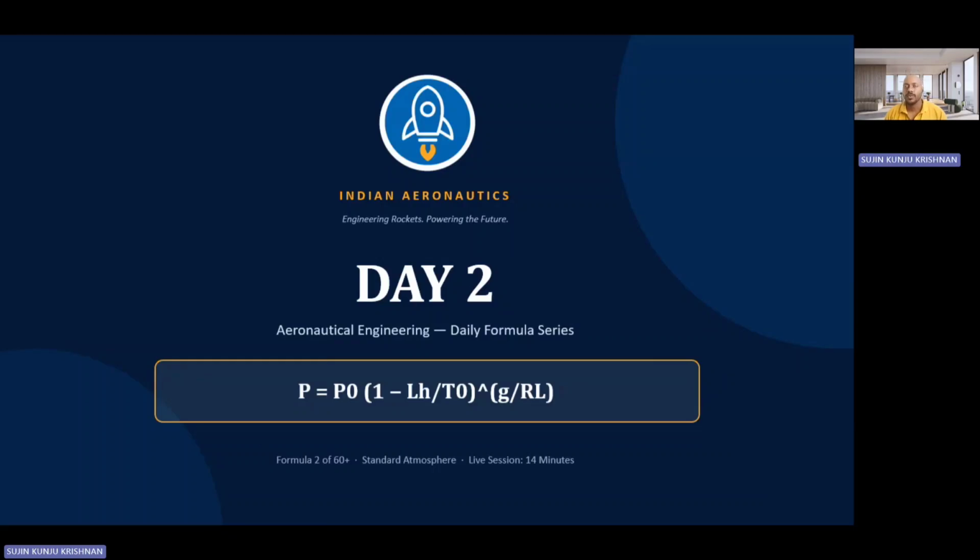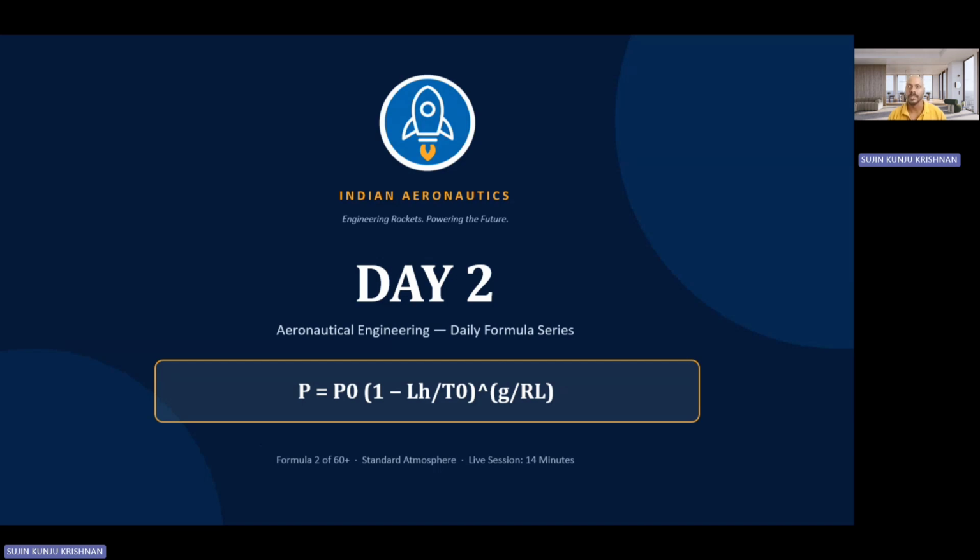Day 2. Yesterday we learned how temperature drops as you climb. Today we build directly on that with Formula 2: how pressure changes with altitude. This one matters even more directly to pilots because your altimeter is literally a pressure sensor.